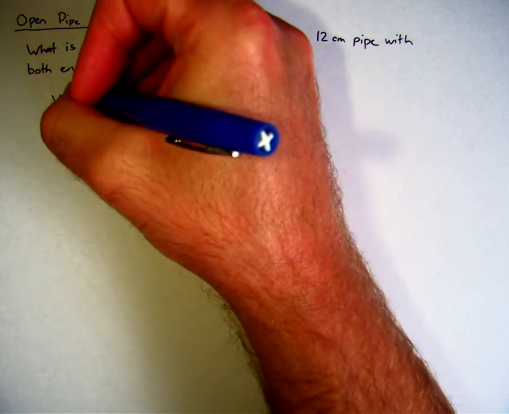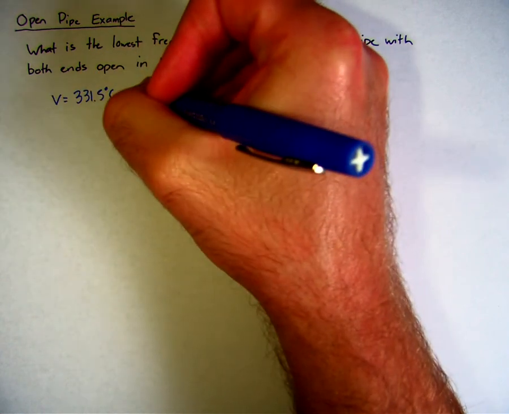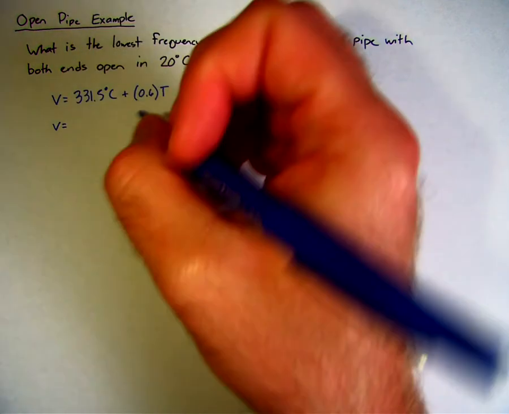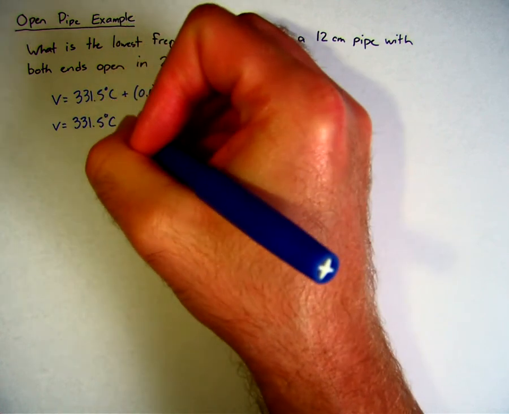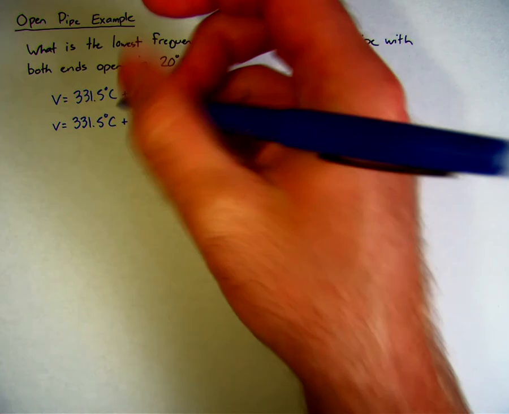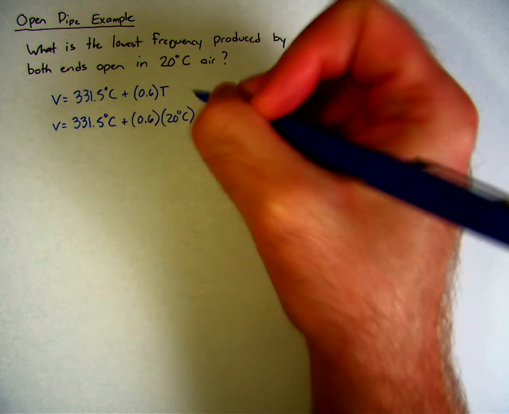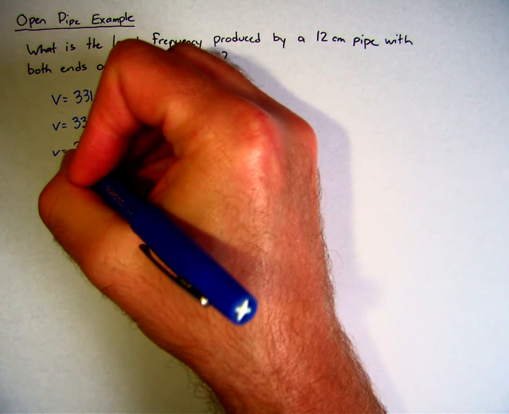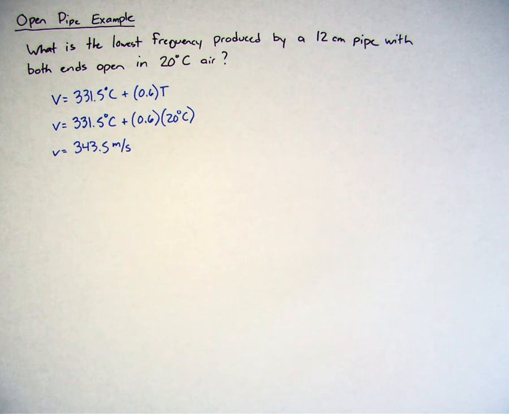Since we know the speed of sound is 331.5 plus 0.6 times the temperature in Celsius, I can just plug in the actual temperature of the air to figure out what the speed of sound is going to be with this current temperature. So it's just going to be 331.5 plus 0.6 times 20 degrees Celsius. And if I figure that on my calculator, I get 343.5 meters per second.